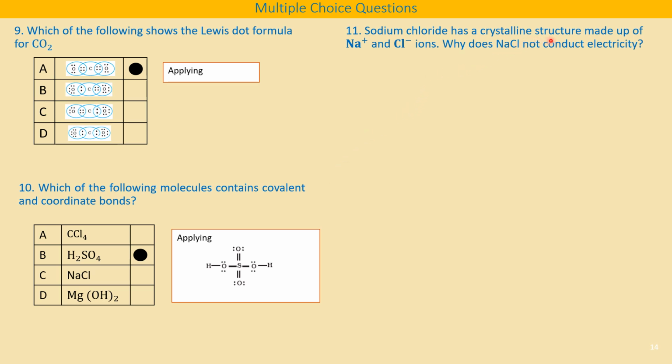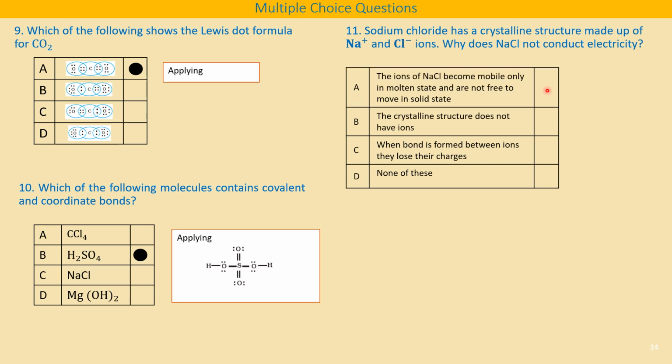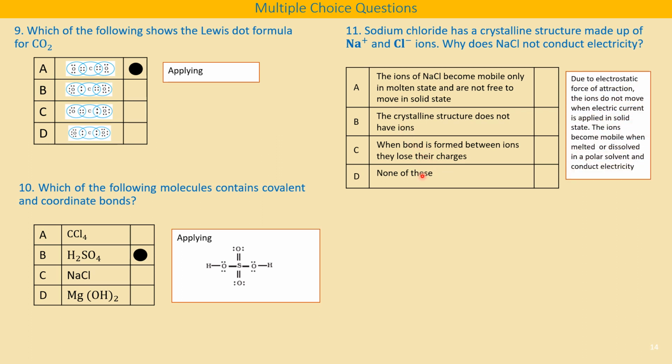Sodium chloride has a crystalline structure made up of Na+ and Cl- ions. Why does NaCl not conduct electricity? Four reasons are given. Option A: the ions of NaCl become mobile only in molten state and are not free to move in solid state. Option B: the crystalline structure does not have ions. Option C: when a bond is formed between ions, they lose their charges. And option D: none of the reasons given above. So you have to give the explanation. Due to electrostatic force of attraction, the ions do not move when electric current is applied in solid state. The ions become mobile when melted or dissolved in a polar solvent and conduct electricity. Hence, mark option A as the correct option.